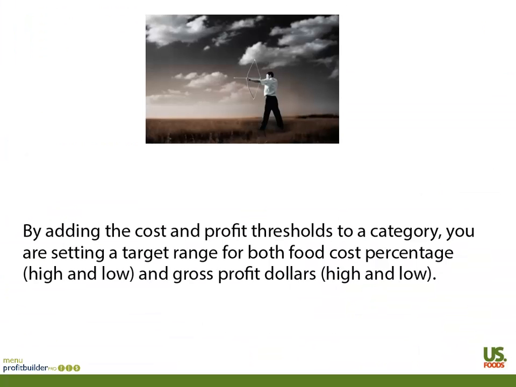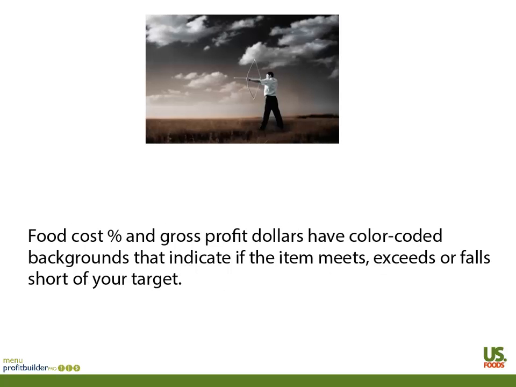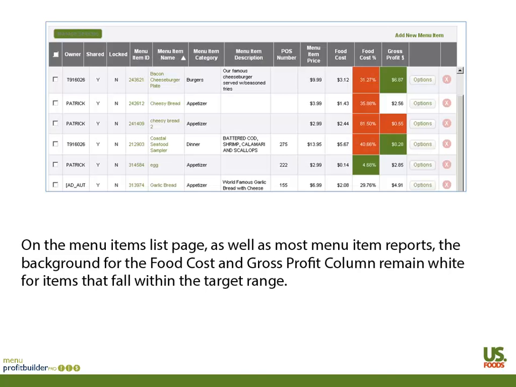By adding the cost and profit thresholds to a category, you are setting a target range for both food cost percentage, high and low, and gross profit dollars, high and low. Food cost percent and gross profit dollars have color-coded backgrounds that indicate if the item meets, exceeds or falls short of your target. On the menu items list page, as well as most menu item reports, the background for the food cost and gross profit column remain white for items that fall within the target range.